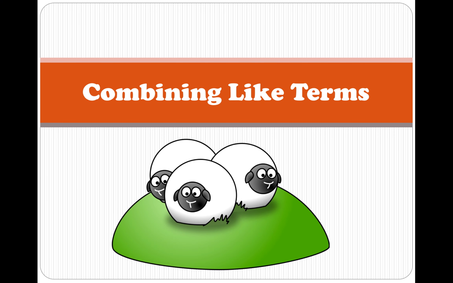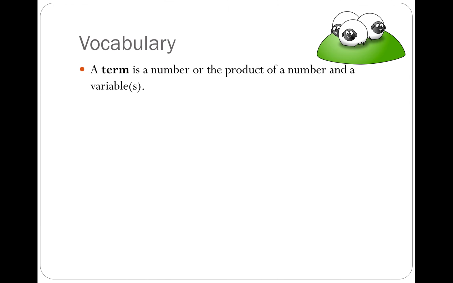Here we're going to go through a PowerPoint that explains how to combine like terms. A term is a number or the product of a number and a variable. For example, 5 is a term, which is a constant. Negative 12p is one term. 35m cubed is one term. X squared y to the 5th power z to the 13th is one term.